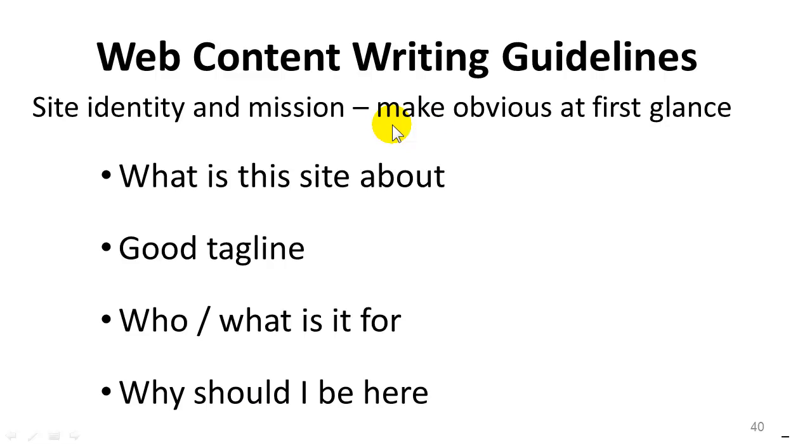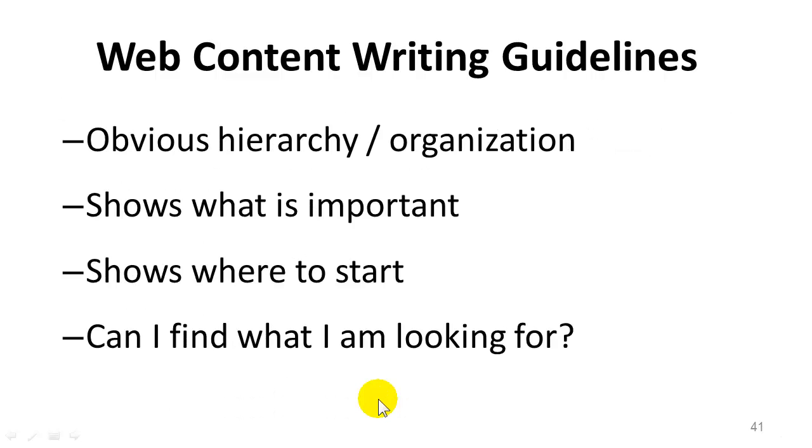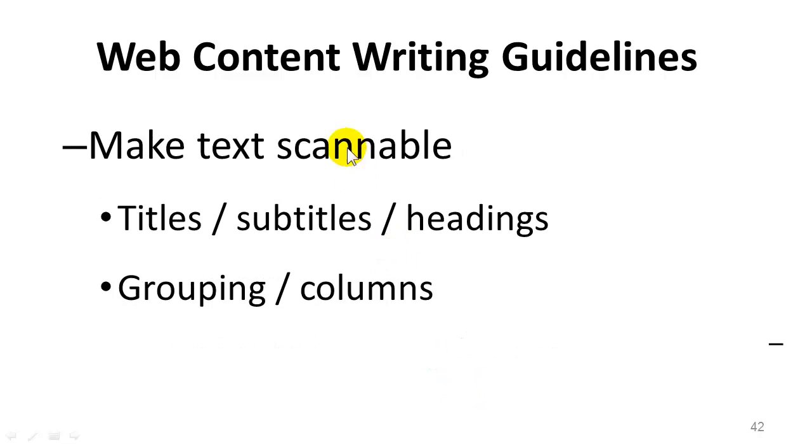When it comes to a product such as a website, brochure, etc., we need certain things to be obvious at first. What is it about? Developing a good tagline, identifying who or what it's for, letting the user know why they should be there. We should have an obvious hierarchy, a good organization, showing the user what is important, showing the user where to start, allowing the user to see if they are able to find what they're looking for. Again, making text scannable by using titles, subtitles, headings, grouping information, using columns.